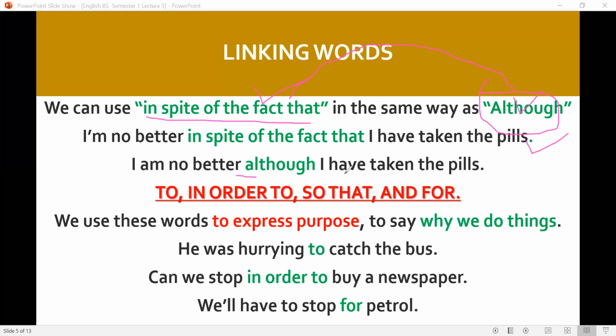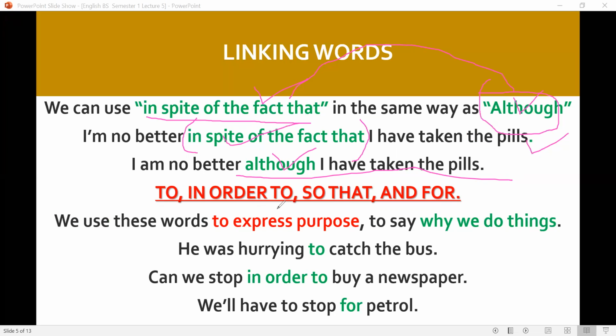I'm no better although I have taken the pill. See this whole phrase and this single word. You may replace this single word with this phrase, or you may use this phrase instead of this although.